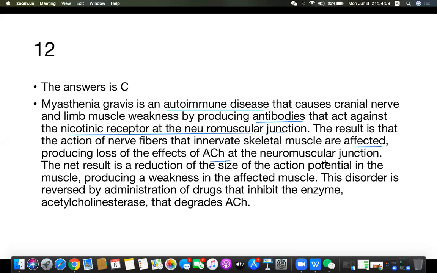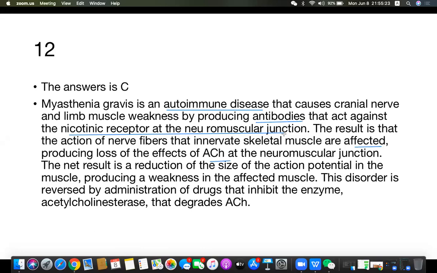That is absolutely right. These are competitive type of antibody. They fight with acetylcholine to bind to those receptors. So our whole purpose is, if we increase the concentration of acetylcholine there, then those antibodies cannot bind to the acetylcholine receptor and the person will feel all right.